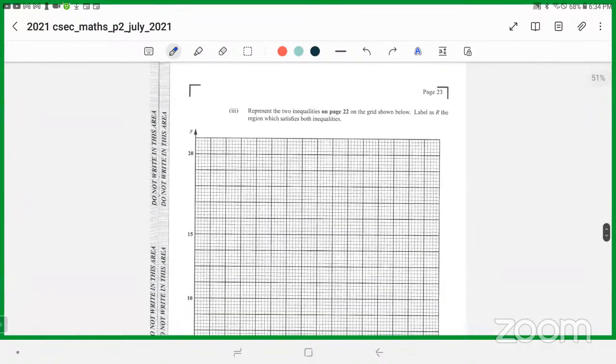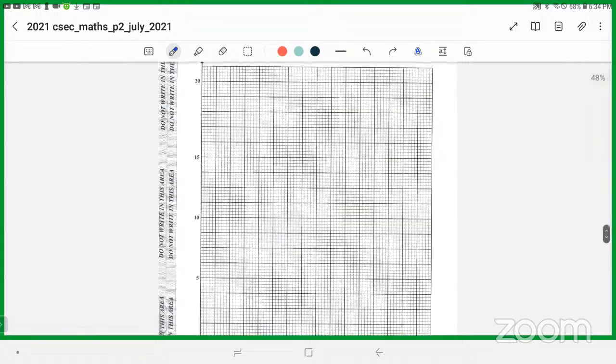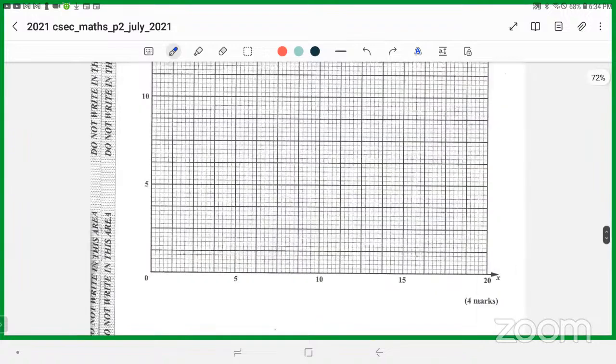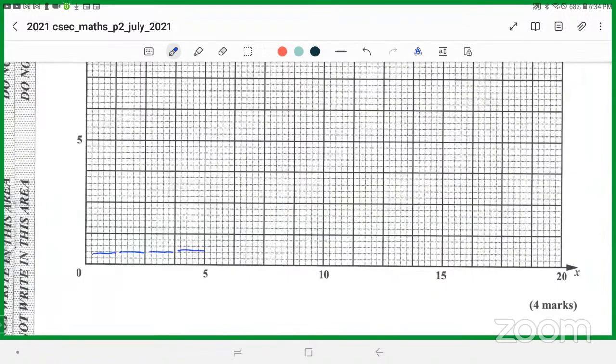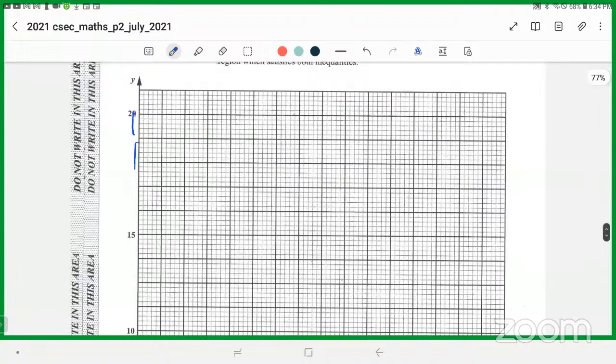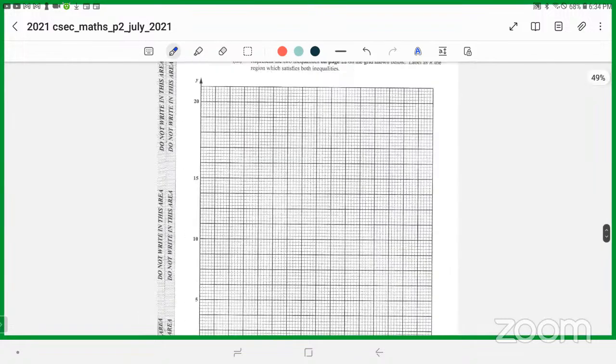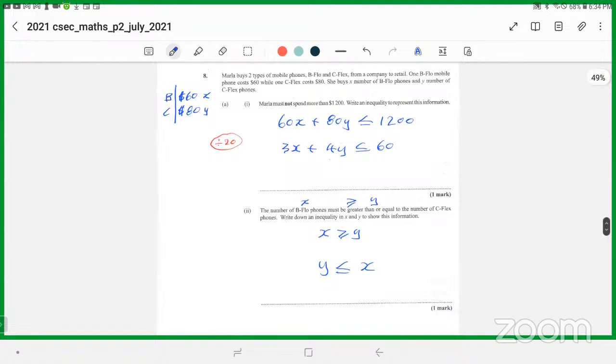Now this question says, represent the two inequalities on the grid below. Label R the region that satisfies both inequalities. Now this question had a problem, because they give us a scale where they had 4 centimeters, and I put 5. Same thing on the y-axis, 4 centimeters, and I put 5. Then up here, they have 5 centimeters, and the jump was 5. So because of that, what I would do in the exam room is make an adjustment. I would adjust the scale and put in the right thing.